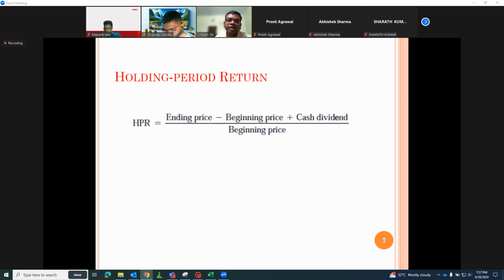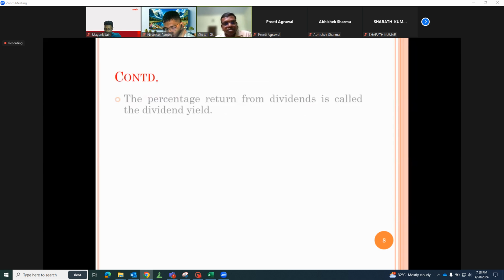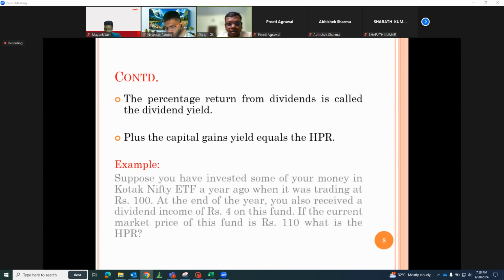So ending price was 200 minus beginning price was 100 plus cash dividend you received is 1 rupee, divided by beginning price was 100. You can easily compute how much is HPR, that is holding period return. This definition of HPR assumes that the dividends are paid at the end of the holding period. So I'm skipping this. We can just see this example.